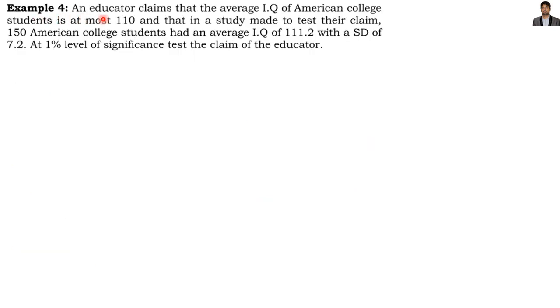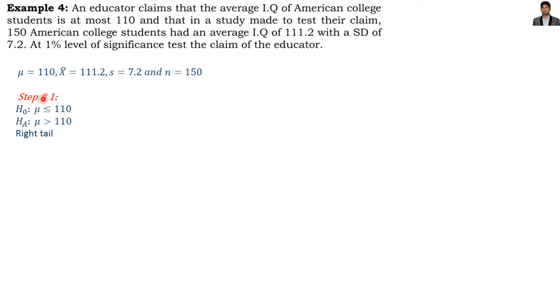Example number 4. An educator claims that the average IQ of American college students is at most 110, and in a study made to test their claim, 150 American college students had an average IQ of 111.2 with standard deviation of 7.2. At 1% level of significance, test the claim of the educator. So mu is equal to 110, x bar is equal to 111.2, s is equal to 7.2, and n is equal to 150 from the given question.